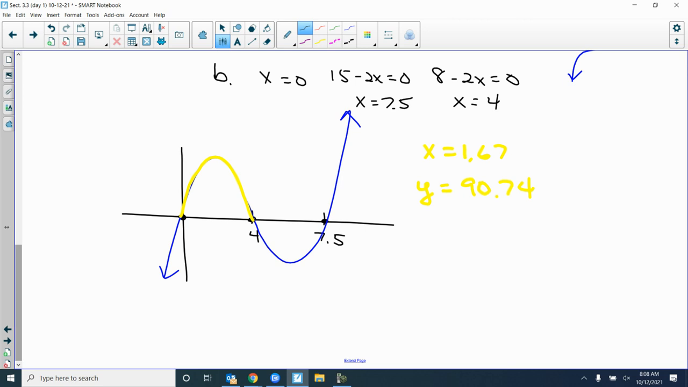90.74. Yes. All right. So this answers the question: what dimensions will give me that maximum volume? So now you're the engineer, you have to create the maximum volume, and you have to tell the people how much to cut out. All right. What do you do? Carlos, what do we do?